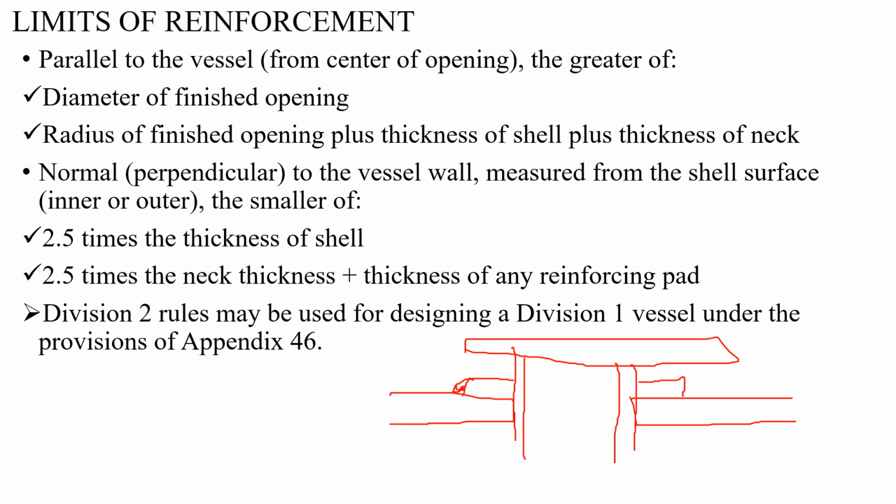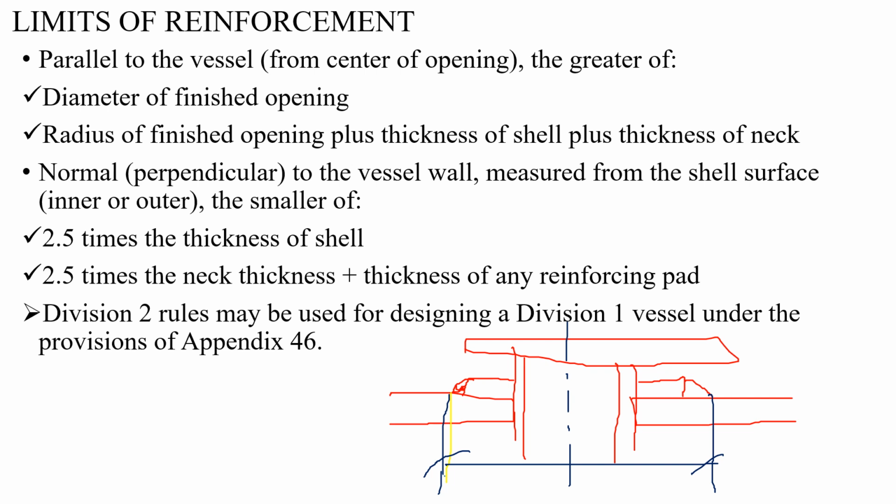This is the welding. This is what we call a fillet weld. I'll change the color now. So this value should not exceed, and what it should not exceed is called the limit of reinforcement. So what is the limit of reinforcement? If you draw this axis, what you have to check is the diameter of the finished opening.